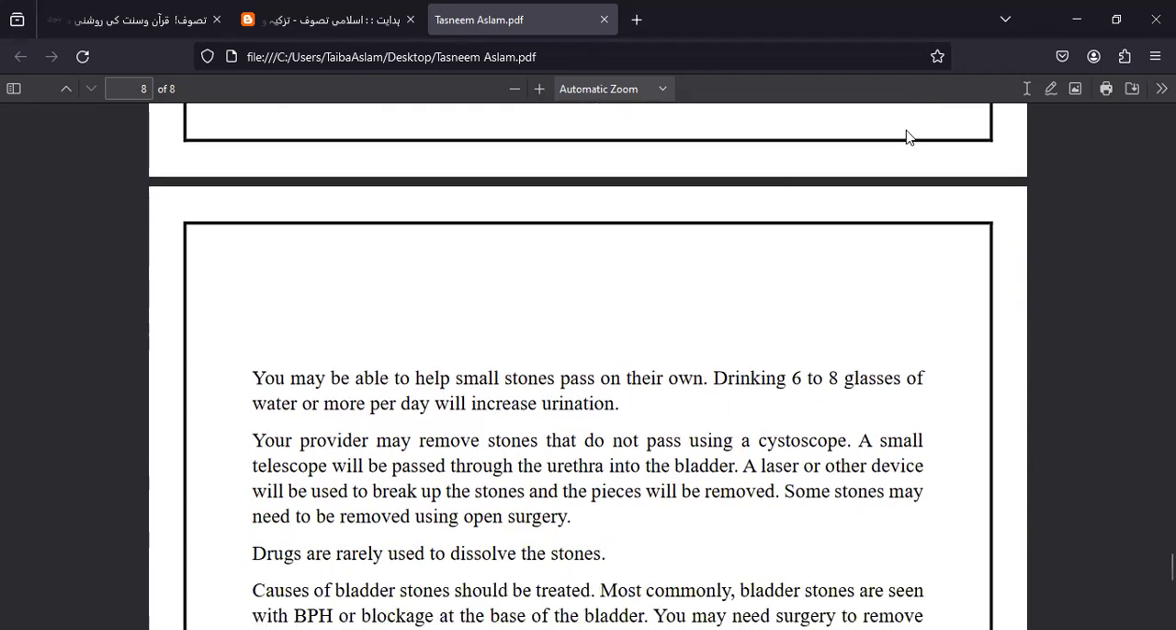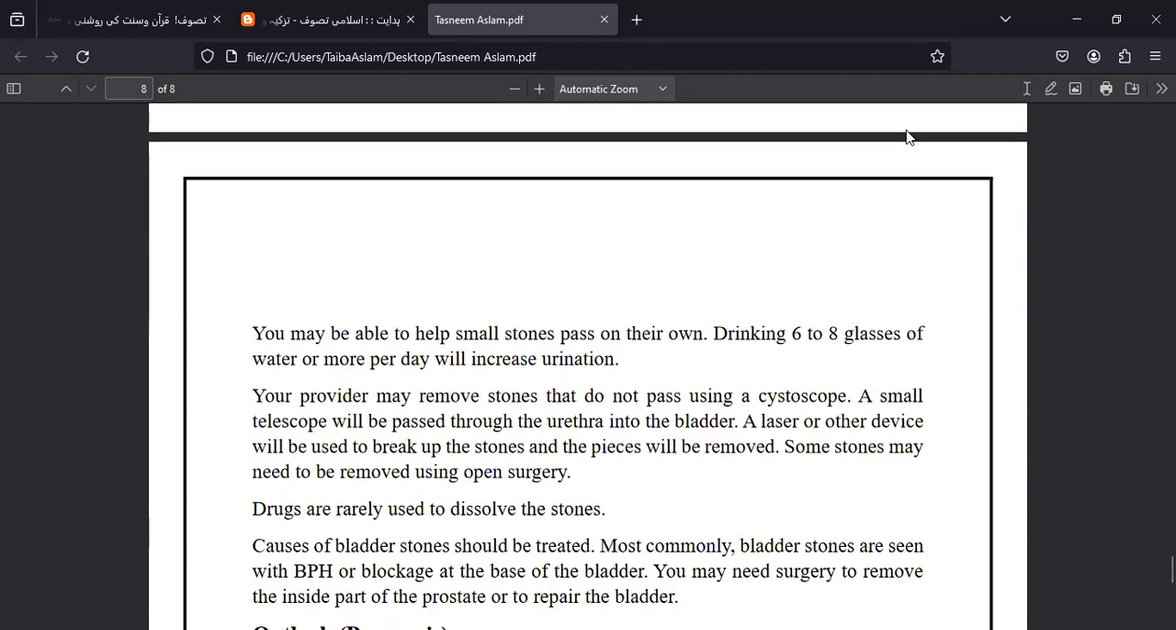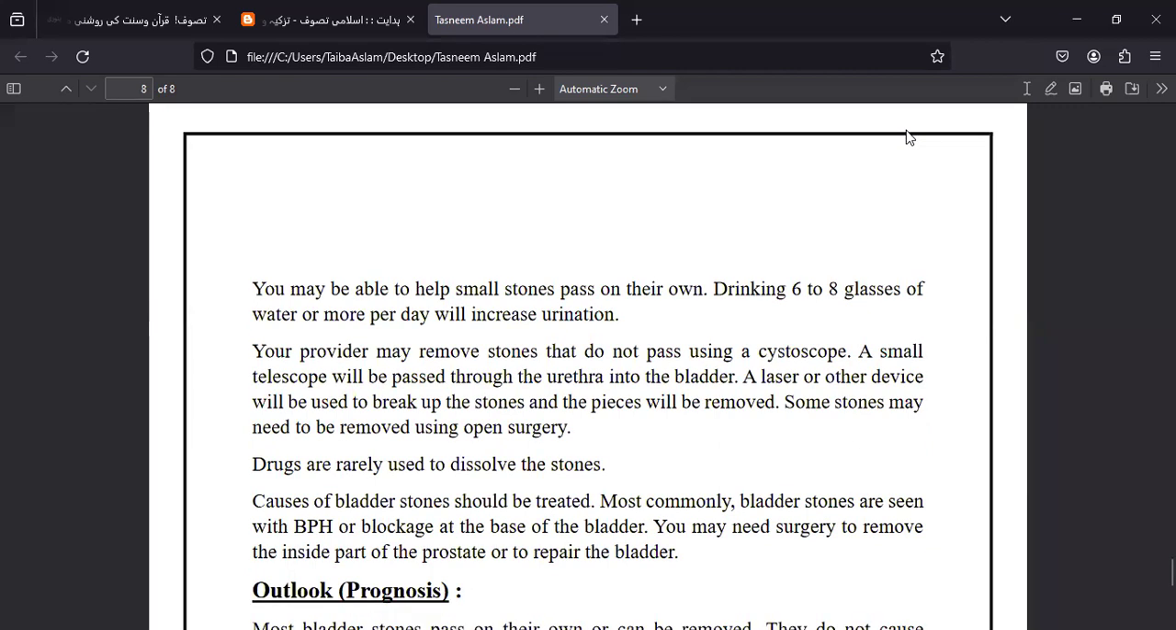You may be able to have small stones pass on their own. Drinking 6 to 8 glasses of water or more per day will increase urination. Your provider may remove stones that do not pass using a cystoscope. A small telescope will be passed through the urethra into the bladder. A laser or other device will be used to break up the stones and the pieces will be removed. Some stones may need to be removed using open surgery. Drugs are rarely used to dissolve the stones.